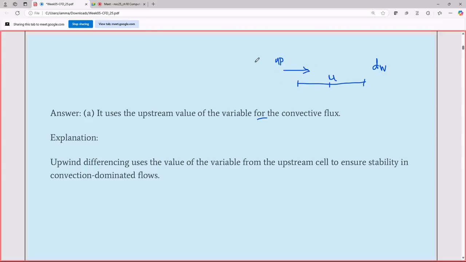For the convective term, that should be the case, because in the convective term, the flow velocity should be the one given the priority, and that will be the one taking the transport. I mean, the property is being transported due to convection, and that convection should be from the upstream velocity direction. So option A is the true one among the four options given.